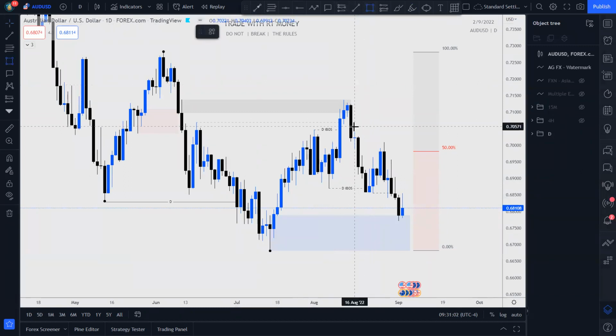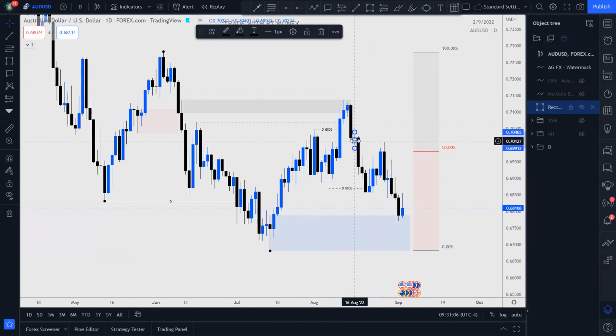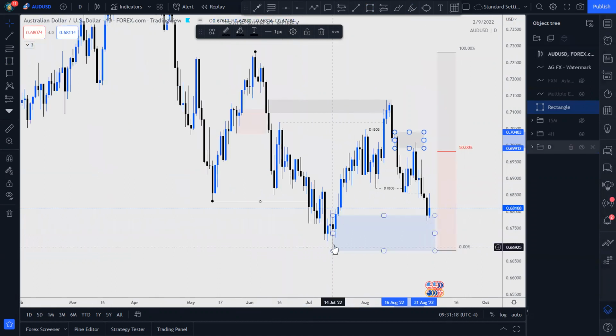Responding to this zone of supply. And that's what you want to see. Price then caused another break of internal structure to the downside. And here we are at demand. Now, the question is, will this demand hold? I expect some kind of reaction here.